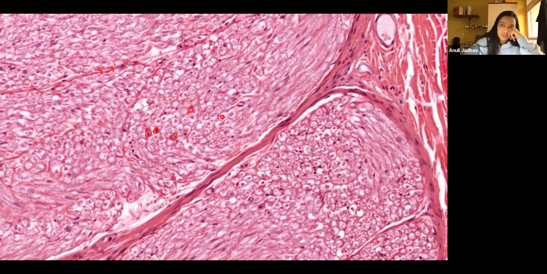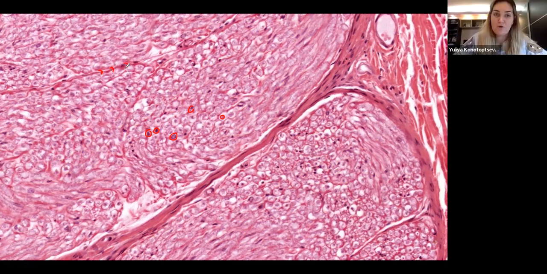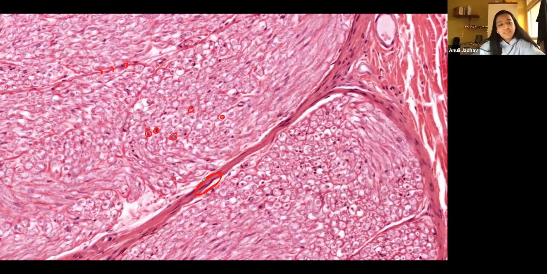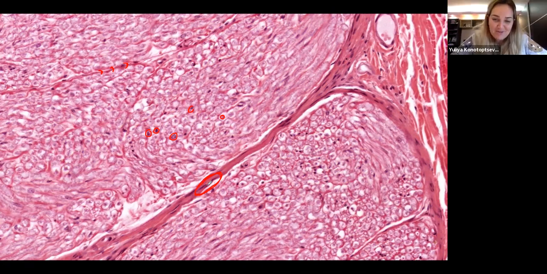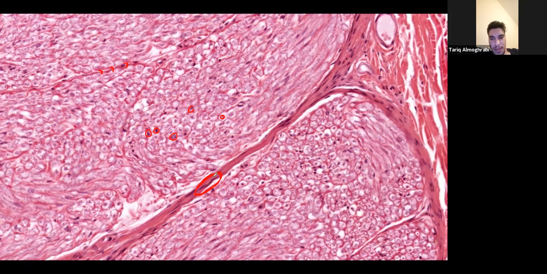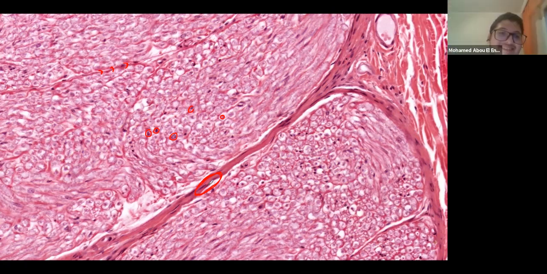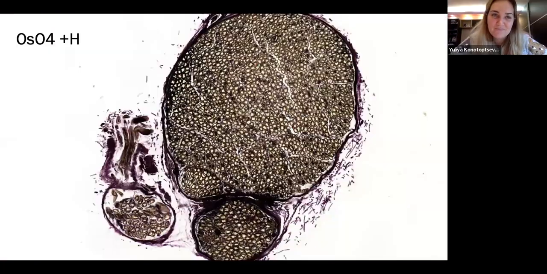Septule, very good. It is the perineural septule. Which cells are these? Perineural cells, okay, and they are which kind of cells? Myoepithelial cells, perfect. They are myoepithelial cells. Type 3, Mohammed, that's the acidic, exactly, that's the GFAP, the glial fibrillary acidic protein.